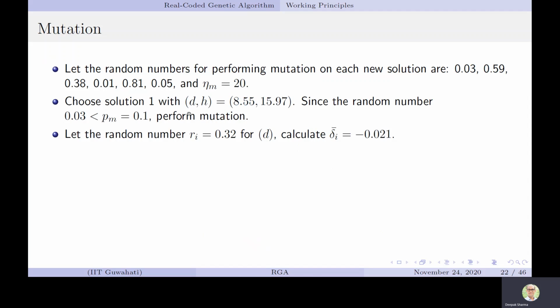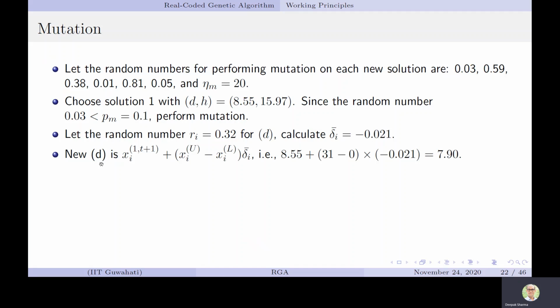So let us take solution number 1. The random number you can see on the top line. The first random number is 0.03. So we use the same number in the second bullet. 0.03 is smaller than the probability of mutation, which is 0.1. We are going to perform the mutation. So we created a random number Ri, which the computer generated. With the help of that, delta is minus 0.021.